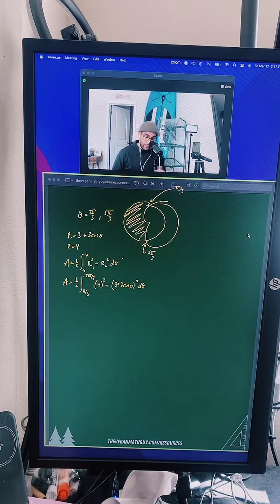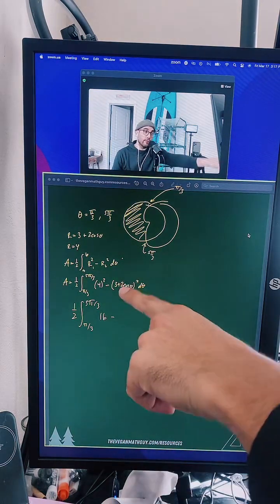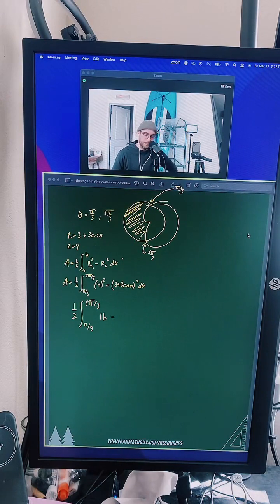Okay, so now we're going to go ahead and simplify this. We have 1/2 integral from pi over 3 to 5 pi over 3 of 16 minus, and now we have to use the FOIL method on that particular equation. So that's going to be 9 plus 12 cosine theta plus 4 cosine squared theta d theta. Notice that I'm very careful with my parentheses there because we're going to go ahead and distribute that parentheses.